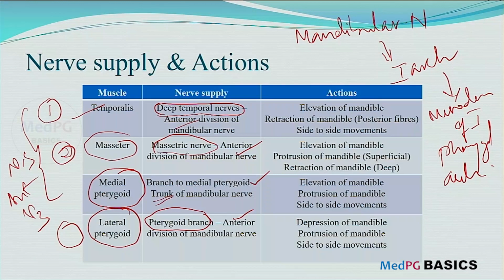Now coming to the actions of all these muscles, there is one common action related to the temporalis, the masseter and the medial pterygoid. As you can see, all these muscles will help in elevation of the mandible.